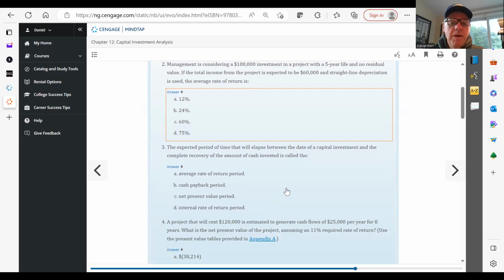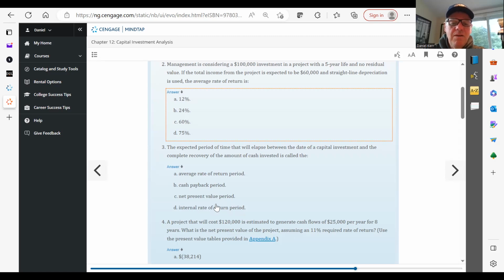C, the expected period of time that will elapse between the date of a capital investment and the recovery of the amount of cash invested. So is that the average rate of return? No, there's a different formula for that. We just did that. Is it net present value? No, because we didn't consider the present value of the future cash flows. Is it the internal rate of return? No, because there we would look at the actual return earned.